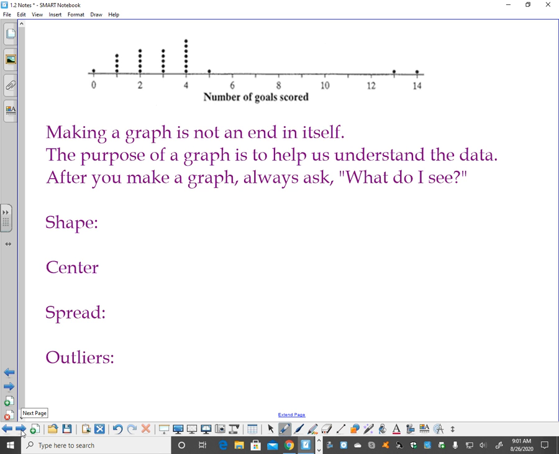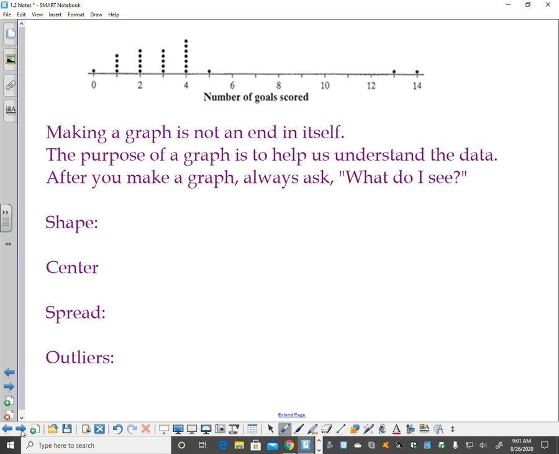Okay, so I've got the dot plot at the top. And it says, okay, statistics is not just about presenting the data. So making a graph is not an end in itself. The purpose of a graph is to help us understand the data. After you make your graph, you're going to always ask yourself, what do I see?